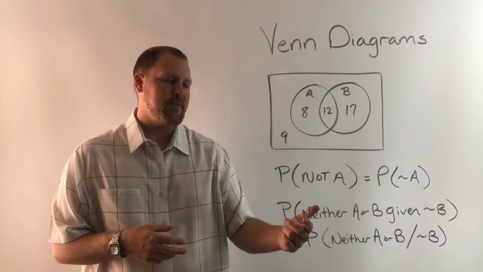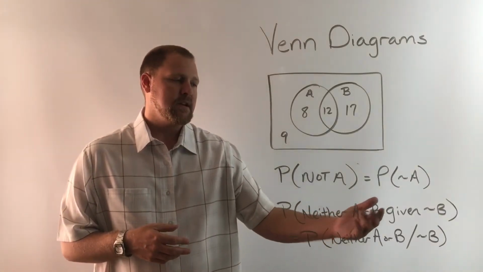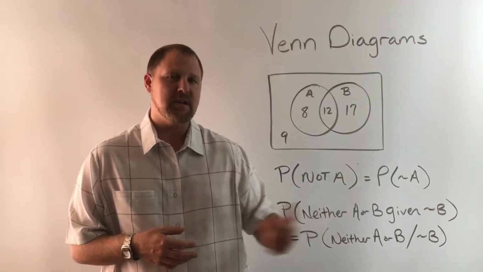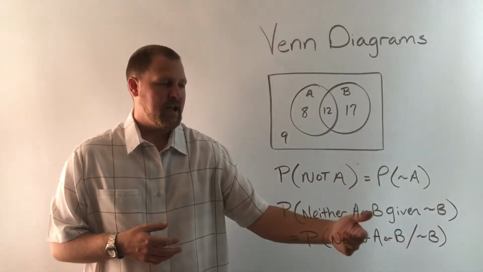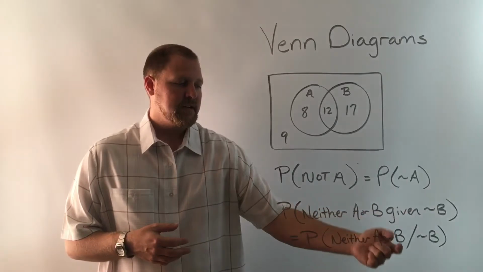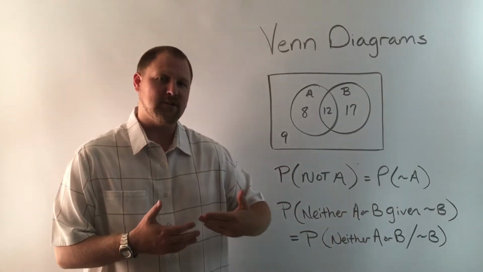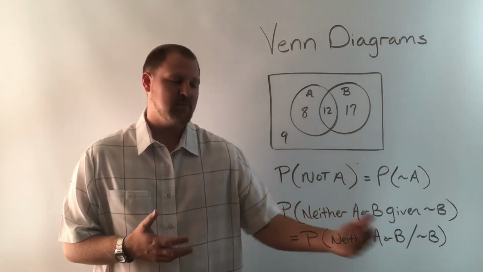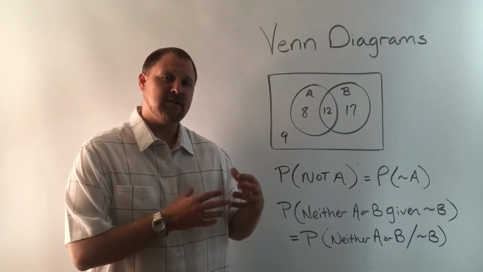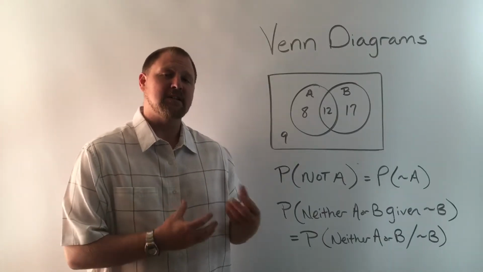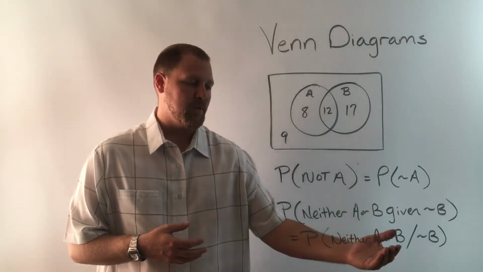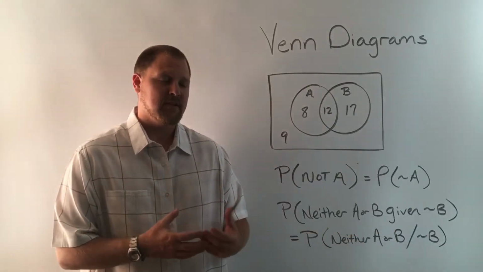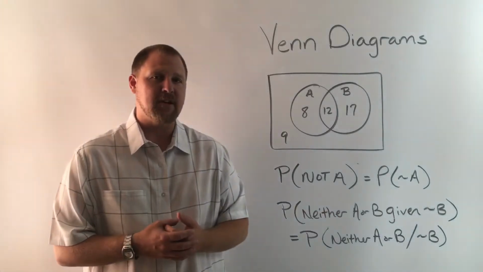Also, we have the probability of neither A or B given it's not B. Well, I've already talked about the tilde being not. And then the given right here is like a division symbol or fraction bar, because that fraction bar actually changes the denominator, what comes in the denominator of your probability. So what comes before it is your numerator, and what comes after it is your denominator.